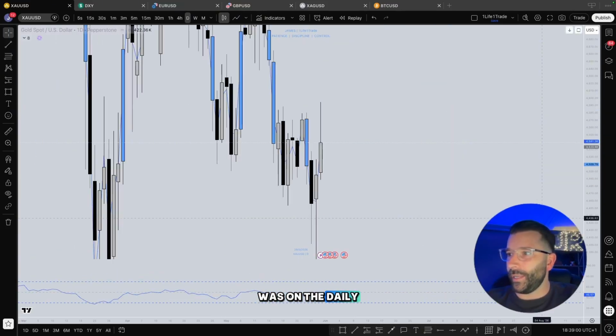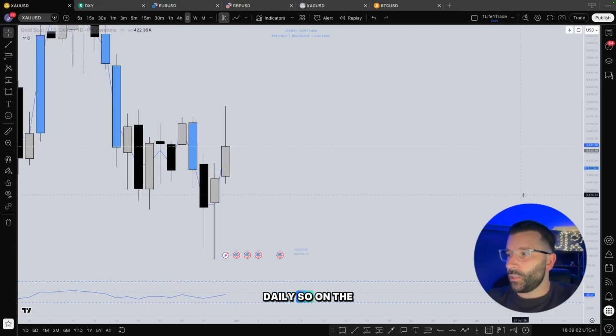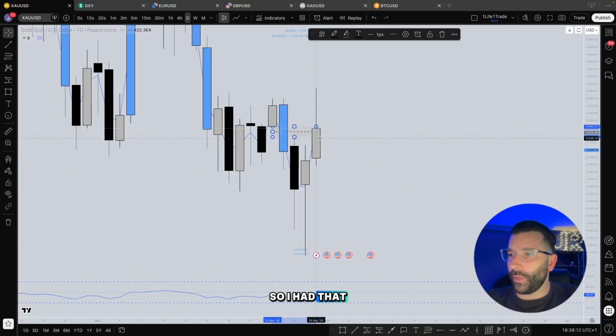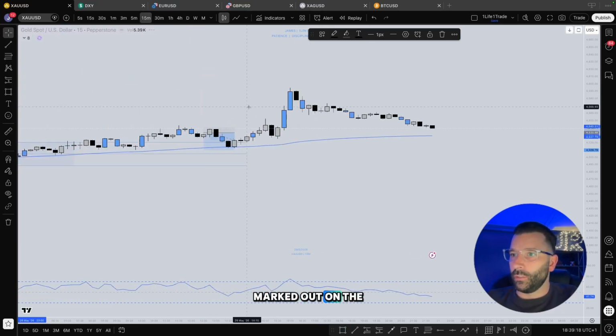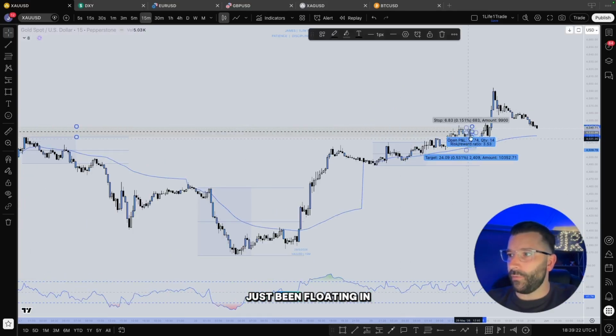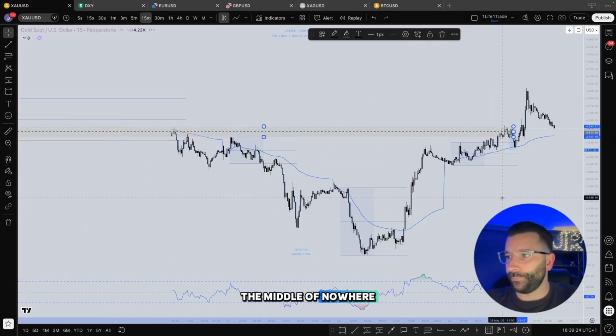So the reason why I already had an area marked out here, because I believe it was on the daily. Yeah, it was on the daily. So on the daily here, I had this marked out. I had this imbalance there already marked out. That little black line in the middle there is 50% of that imbalance. So I had that marked out on the daily already. So this would have already just been floating in the middle of nowhere.